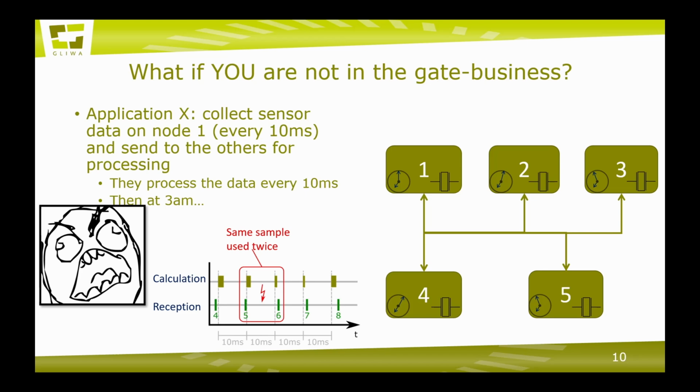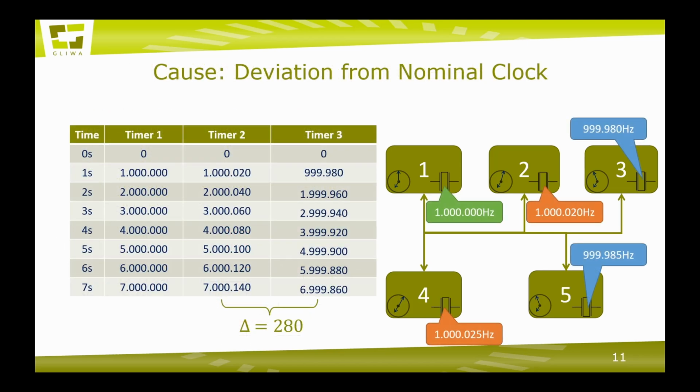That is pretty enraging. As we've seen in the real-world example, the cause for these issues is the deviation of the crystals from their nominal clock. The nominal clock is the clock rate at which they are supposed to run, the clock rate that is on the label when you buy a type of crystal. Here in this simplified diagram, we assume we have crystals with 1 million cycles per second, aka 1 megahertz. That is the nominal frequency.